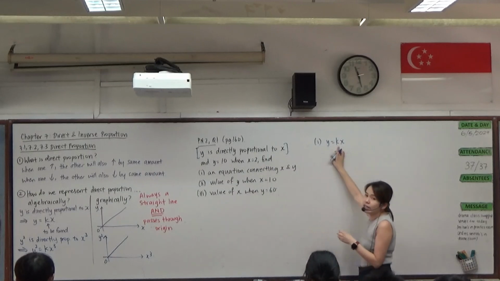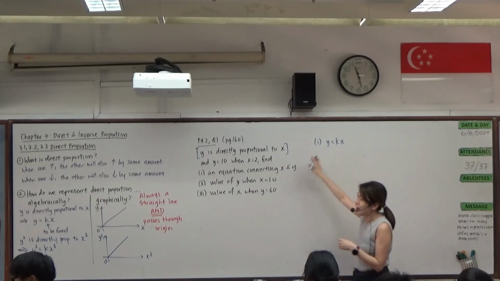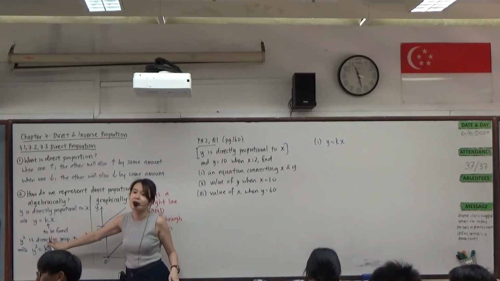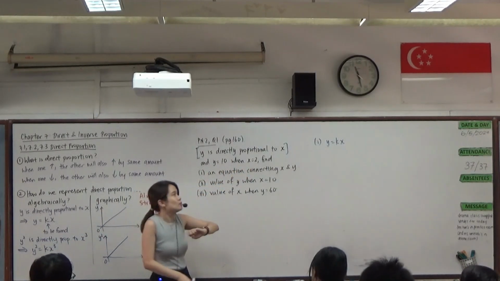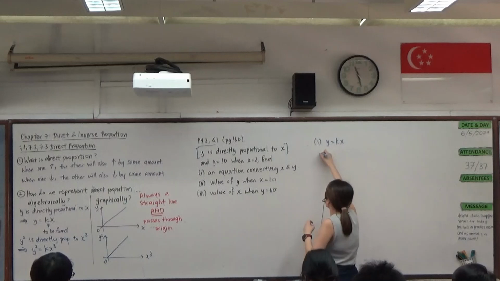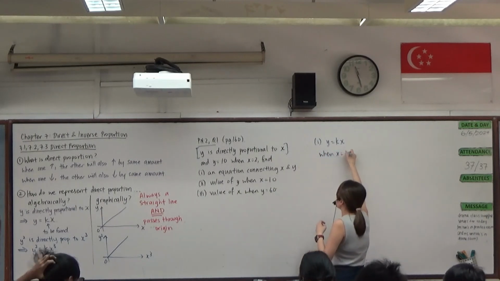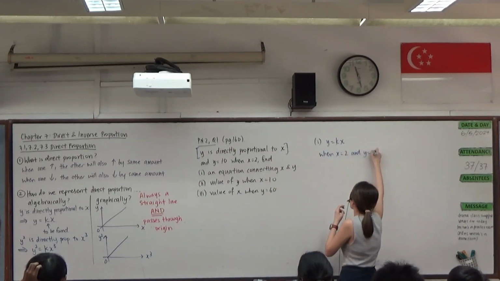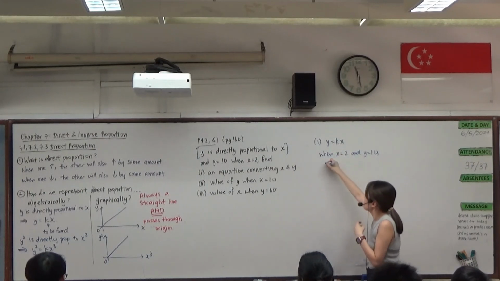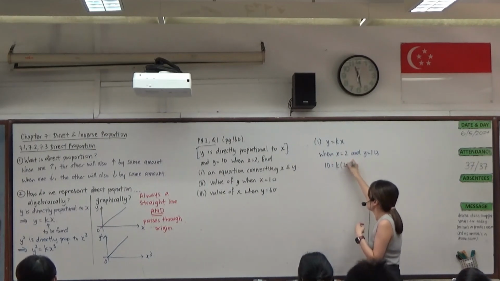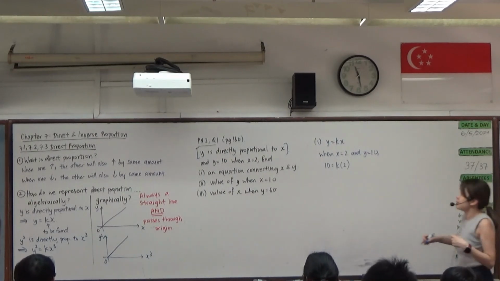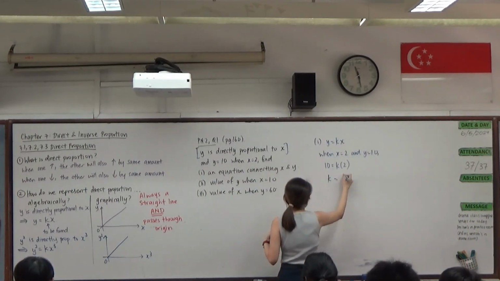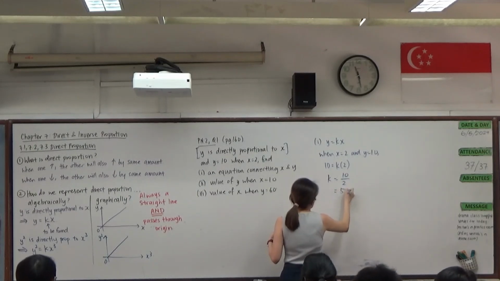I need to make it unique. That means your k needs to be found. That's why I said that k needs to be found. How do we find k? We have y equals 10 and x equals 2. So when x equals 2 and y equals 10, we place it inside the equation here, and I will get 10 equals k times 2. And then k will be equal to 10 divided by 2, which is equal to 5.